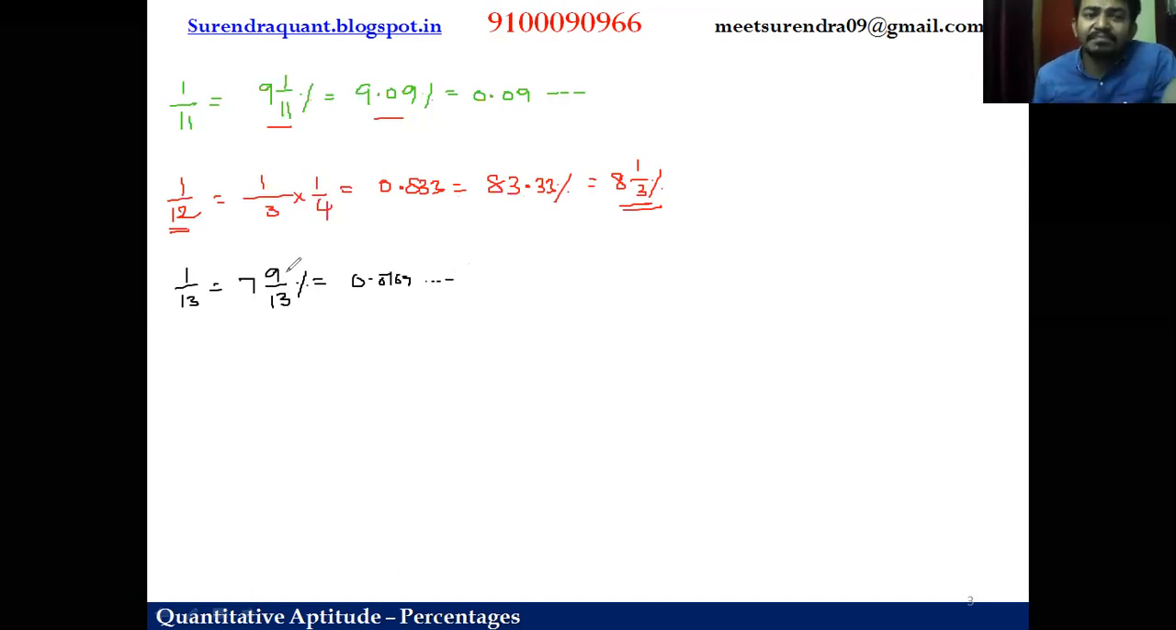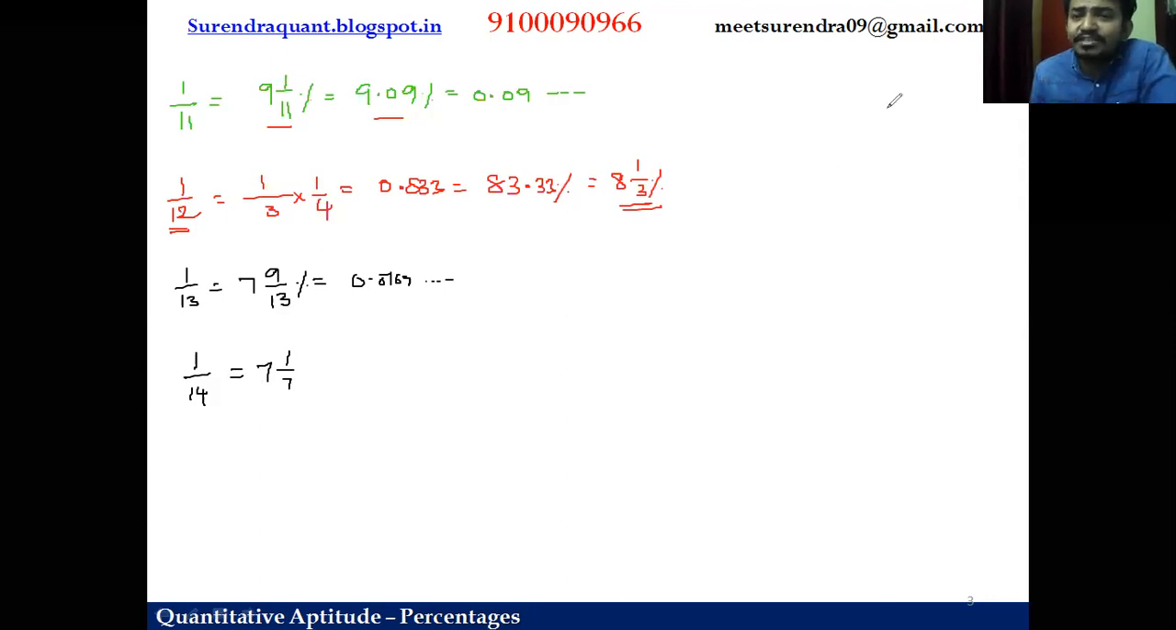13 sevens are 91, plus 900, so 100 by 13 is 7 9/13%, right? So how do you think about the 1 by 14 number then? 1 by 14 is how much? In 100, 14 goes how many times, guys? 7, so 1 by 14 is 7 1/7%, right? How do you think of this?